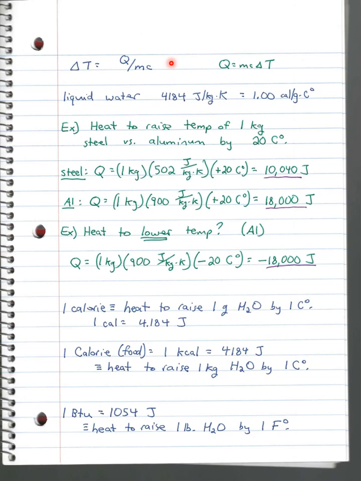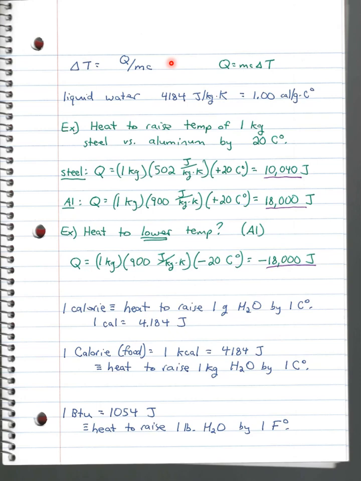By the way, that's equivalent to 1.00 calories per gram Celsius degree. It's not a coincidence that it's exactly 1.00. That actually is the basis of the definition of calorie. So this means that if you want to raise 1 kilogram of water by 1 Kelvin, you need to put in 4184 joules. Or if you want to raise 1 gram by 1 Celsius degree, which by the way is also a Kelvin, you have to put in 1 calorie of heat.